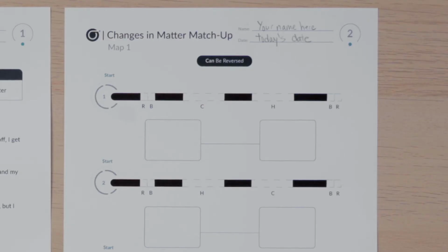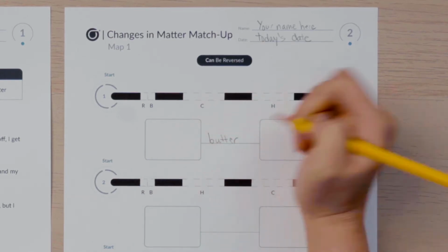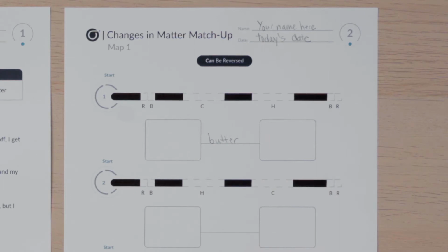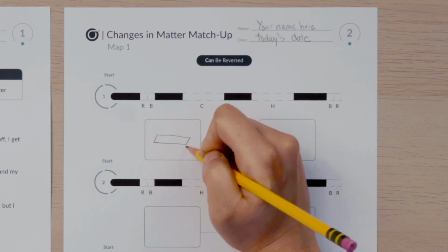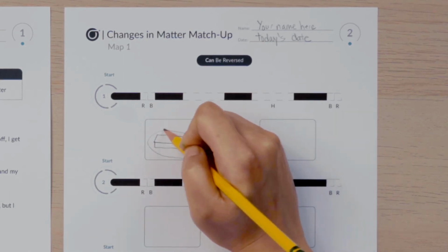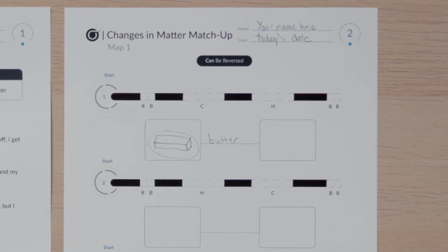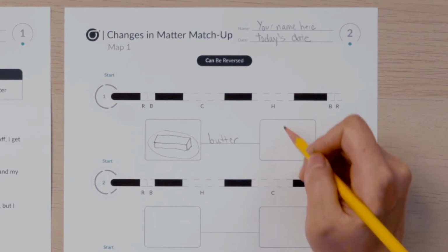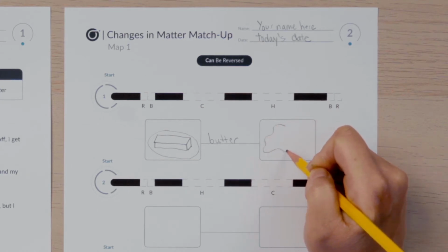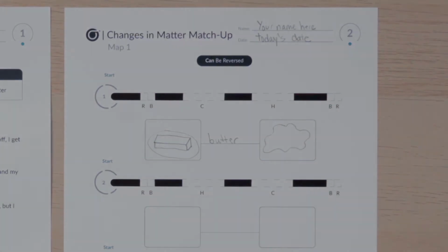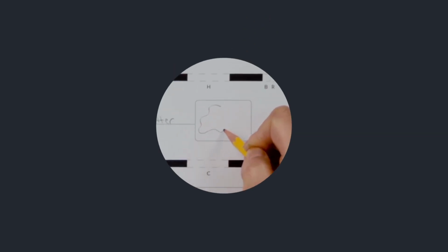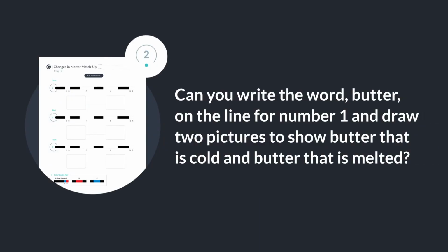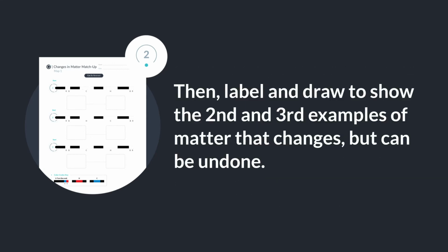The first matter described was butter. I will write the word butter on the line. The butter started out cold and was hard, so in the first box, I will draw a stick of butter. After the butter was heated, it melted into a liquid, so I will draw a melted puddle of butter in the second box. Can you write the word butter on the line for number 1 and draw 2 pictures to show butter that is cold and butter that is melted? Then draw and label to show the second and third examples of matter that changes but can be undone.